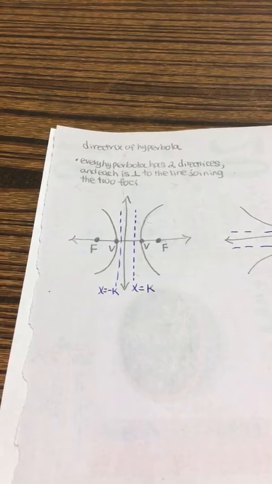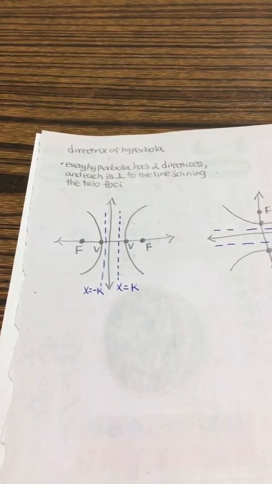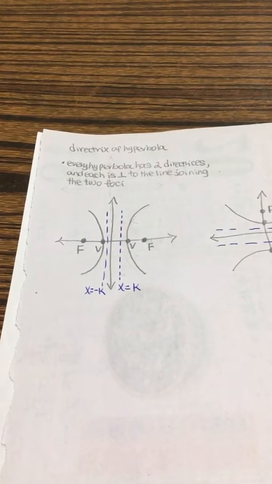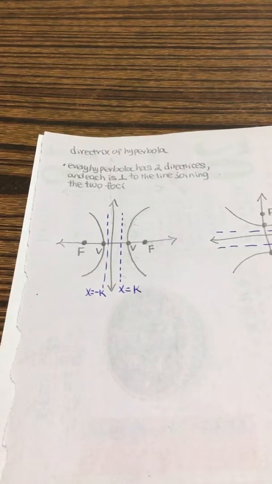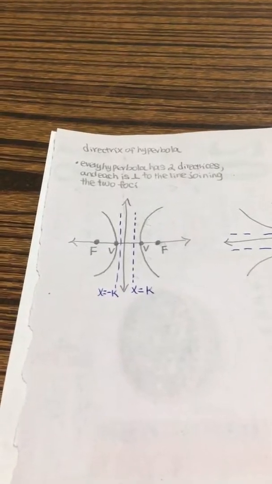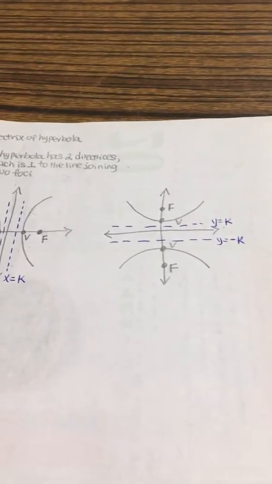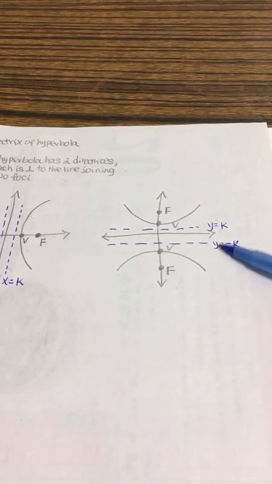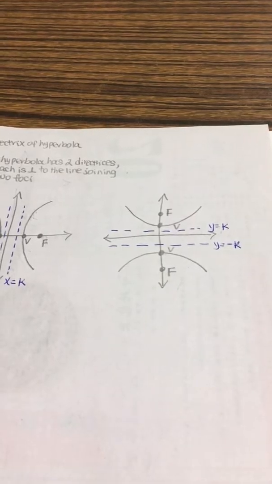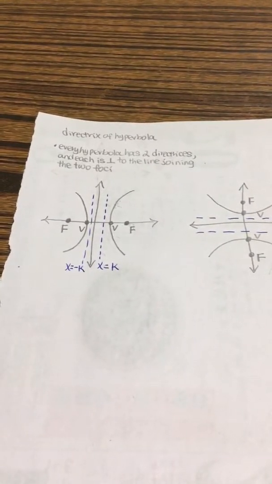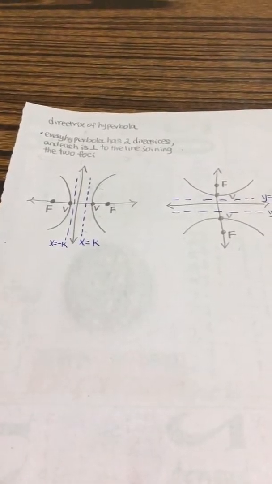And one thing to notice is that if the hyperbola opens sideways, then the directrix takes the form of x is equal to some constant k, whereas if the hyperbola opens up or down, the directrix is going to take the form of y is equal to some constant k. So this is something new that I learned, and I hope you guys also learned something new from this video.